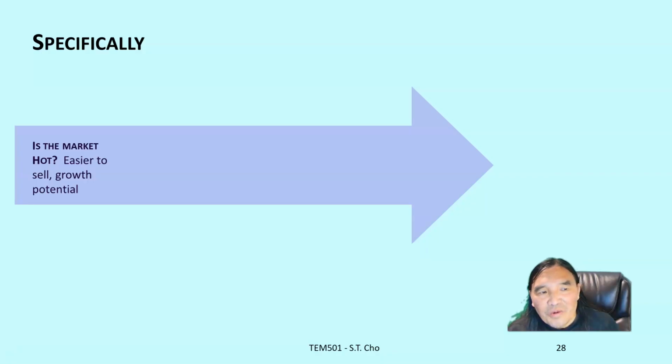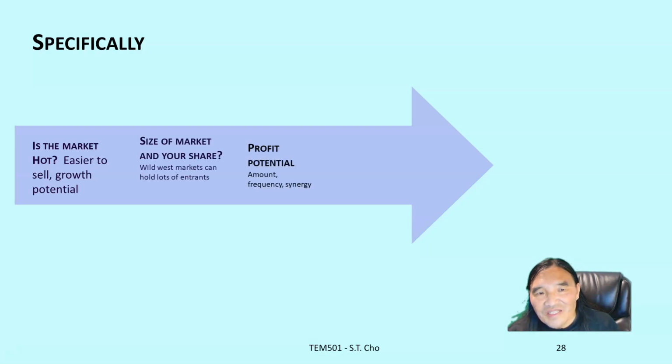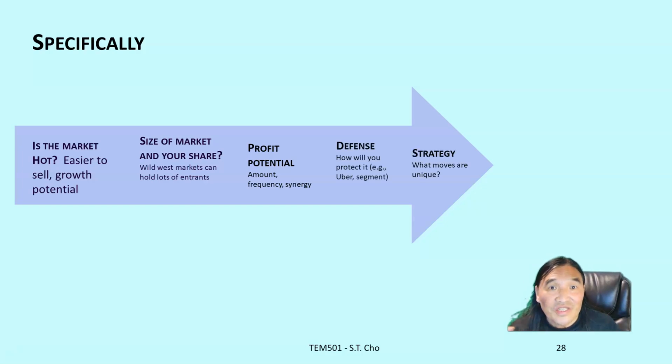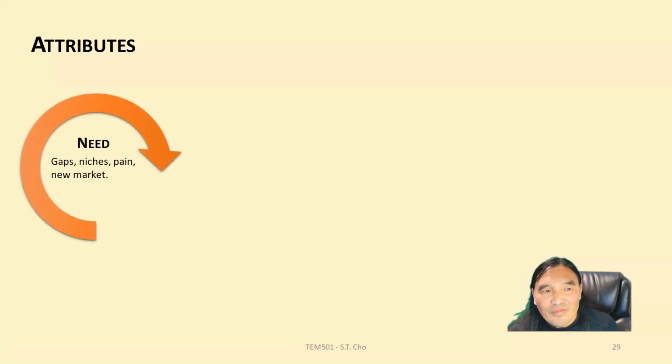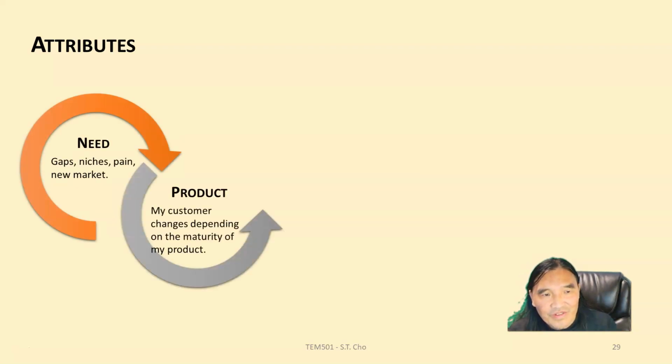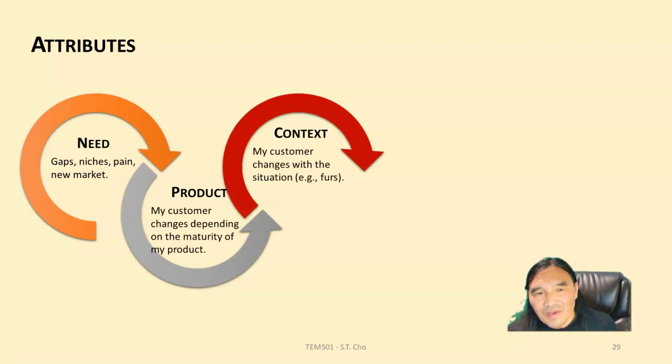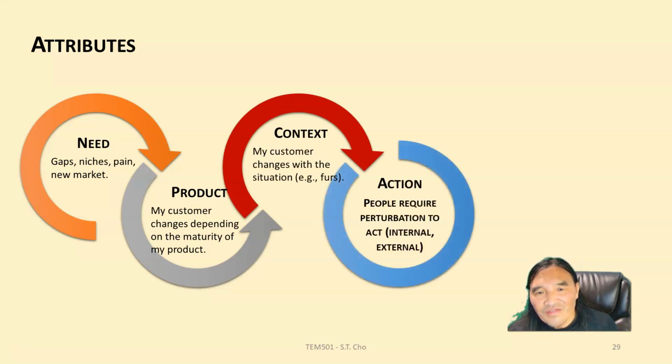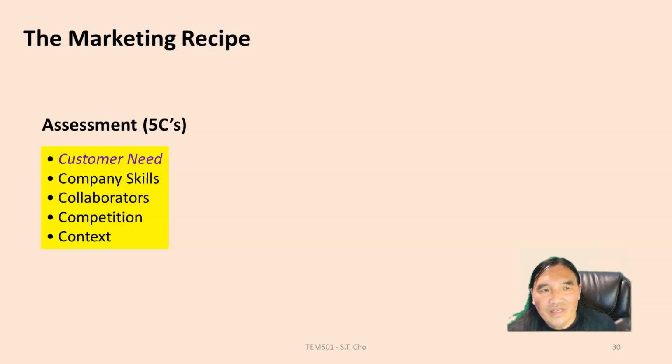And so we look at what markets are hot, what's the size of the market, how much of it can I get, what's my profit potential, how am I going to defend it, and what strategies I implement. What moves can I do that are unique? Attributes are what variables can I attribute to the market, meaning what are their needs, what product. What it comes down to is how much are they willing to pay for things, is there context driving, and what actions can I take where people will act and respond to what I do.